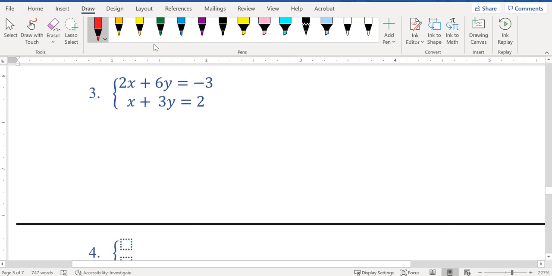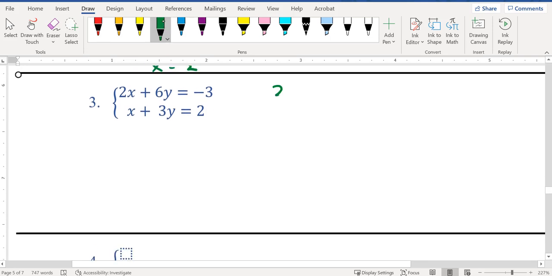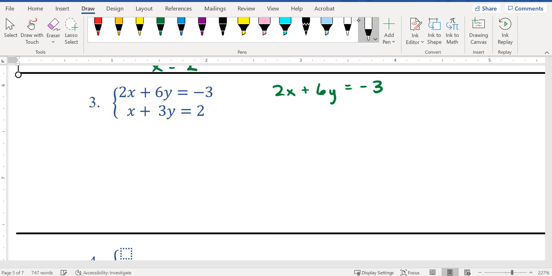Not in red, sorry, those are answers. So I have 2x plus 6y equals negative 3. And on the bottom equation, I want a negative 2x out there. To get negative 2x, I need to multiply that bottom equation by negative 2. Negative 2x minus 6y equals negative 2 times 2 is negative 4.